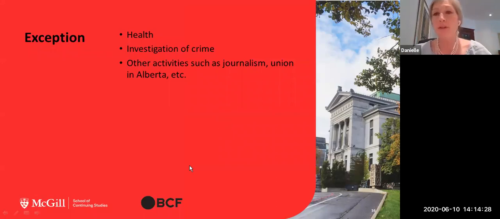And then there are other activities that are typically, regardless of where you are, exempted. If I have to communicate the information for journalistic purposes, for archival purposes, scientific research also, and in Alberta there's an exception for union activity, which is quite interesting.